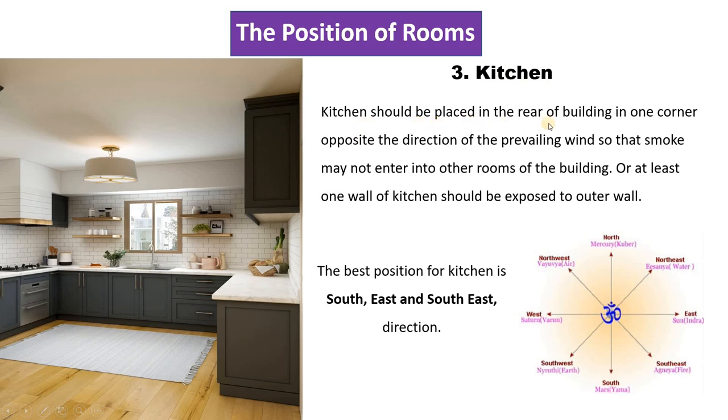Kitchen should be placed in the rear of the building, in one corner opposite to the direction of prevailing wind, so that smoke may not enter into another room of the building. At least one wall of the kitchen should be exposed to the outer wall. So the best position for the kitchen is south direction, east direction, or southeast direction.